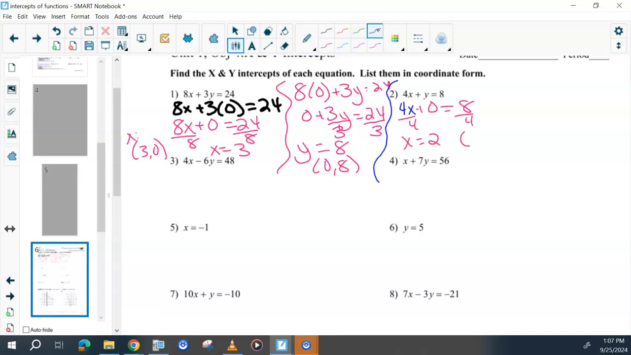Now we would write that as an ordered pair, which would be 2, 0. And then if I were to put 0 in for x, that would be 0. We don't have to put that part. We could just go on to leaving y equals 8, which would be my y-intercept at 0, 8.